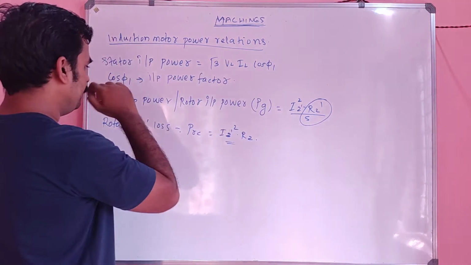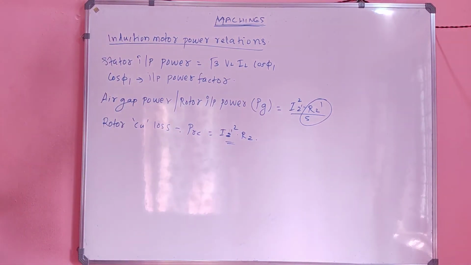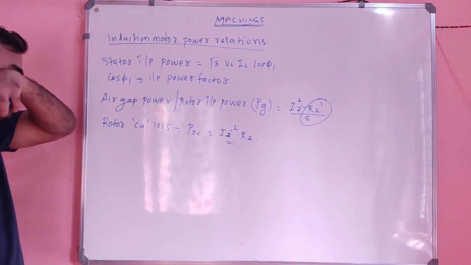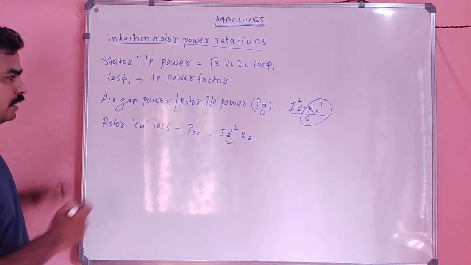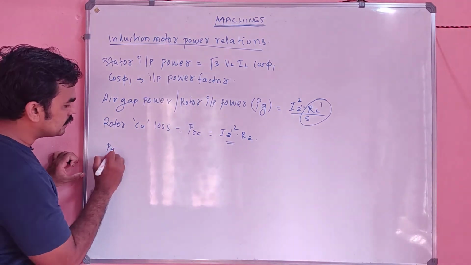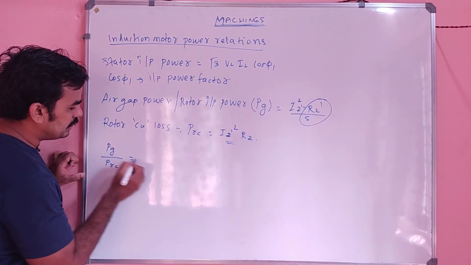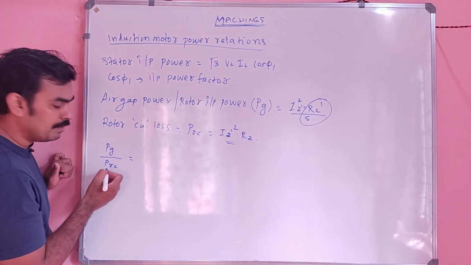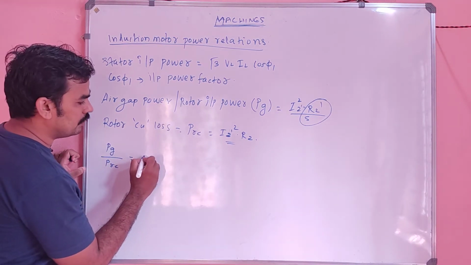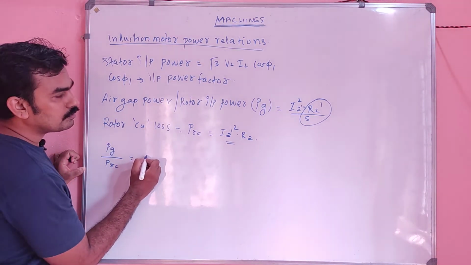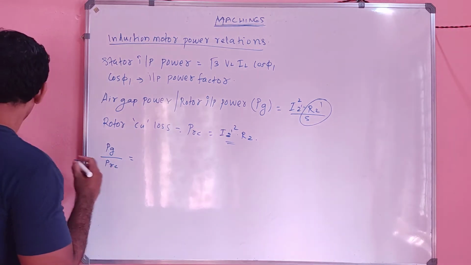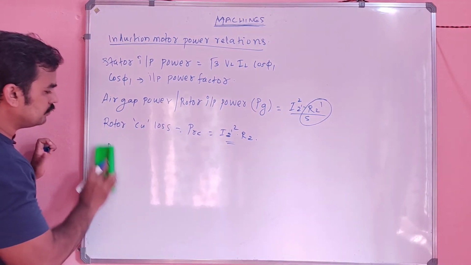So the air gap power or rotor input power will be PG, and the rotor copper loss will be PRC. So definitely, my dear, what is PG by PRC? That is nothing but rotor air gap power divided by rotor copper loss, or simply PRC by PG. That is very easy, no?